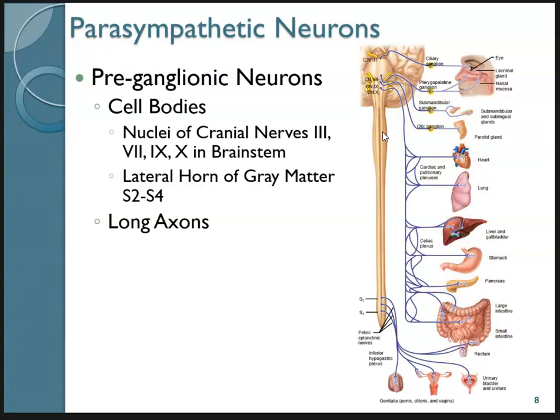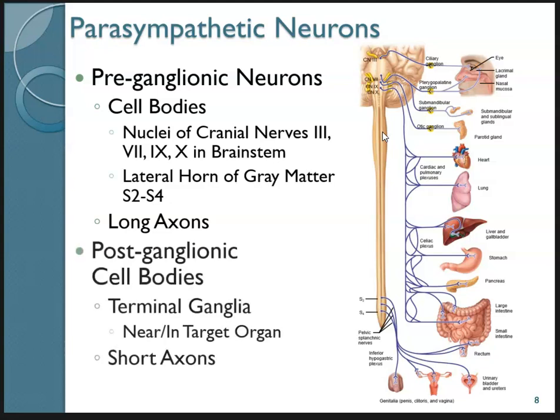Thankfully for our sake, I guess, we don't have to know the names of the ganglions. It's just going to be called terminal ganglia. It's going to be found at or very close to the organs it innervates. So our preganglionic neurons are going to be long axons, great because it's myelinated or lightly myelinated, while our postganglionic neurons are going to be short. So even if they're unmyelinated, they will not slow down the impulse as much.